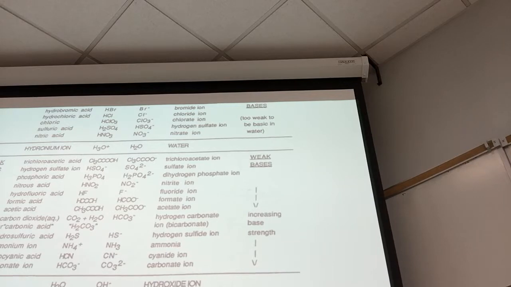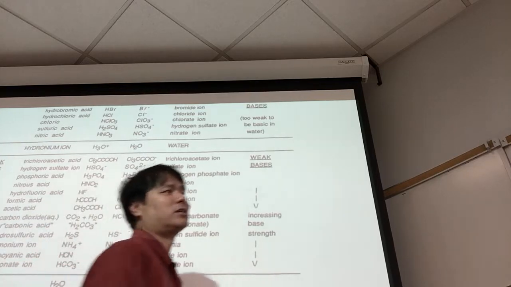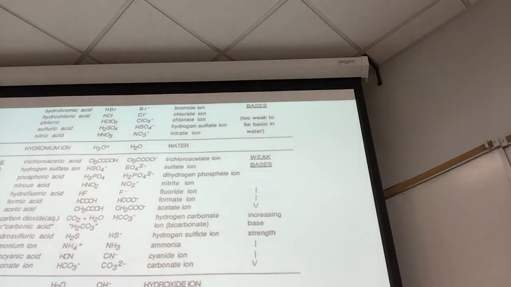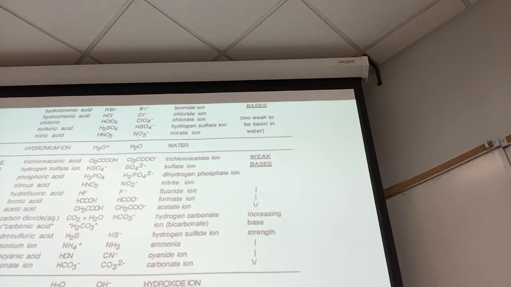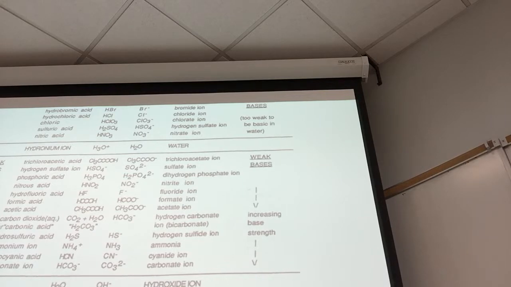So HPO4 2 minus is what we're dealing with. HPO4 2 minus is a very weak acid. Very weak acid, but it's still an acid. HSO4 minus and H2O are other acids, so we just look those up on the chart.